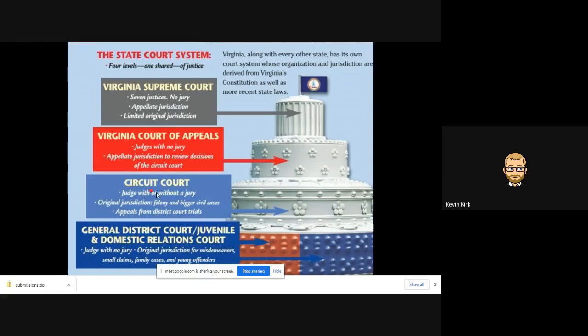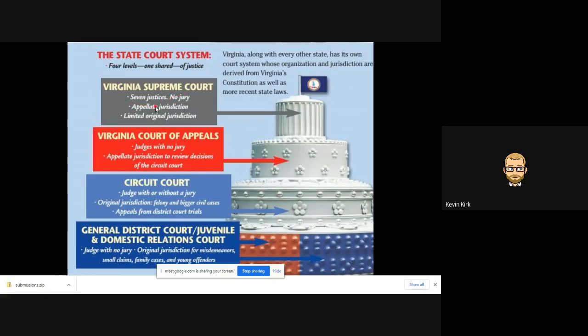Okay. All right, let's move on to Virginia Court of Appeals. This court has a judge, or three judges actually. They only have appellate jurisdiction from circuit court. So they review decisions of the circuit court. And that's all you really need to know about that one. So if you see an appeals case from circuit court, Virginia Court of Appeals would have jurisdiction over that case.